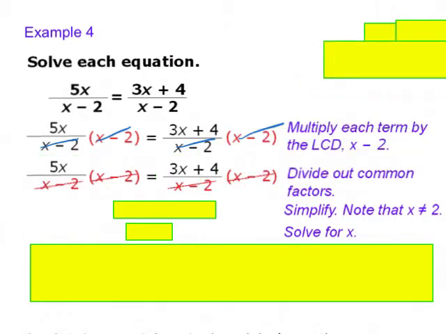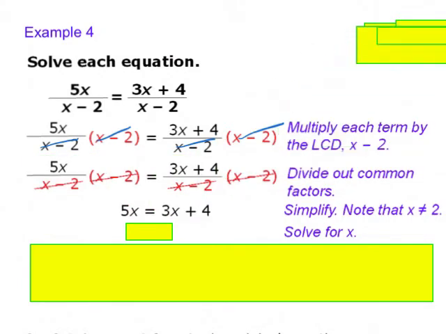Alright, so we have 5x equals 3x plus 4. Right here I'm going to subtract 3x from both sides. And in doing so, that gives me 2x equals 4. Divide both sides by 2 and I get x equals 2. Alright, now, does that work? Well, if you take that 2 and plug that 2 right here, I get 2 minus 2 gives me 0 in the denominator. That tells me right there I have an extraneous solution.